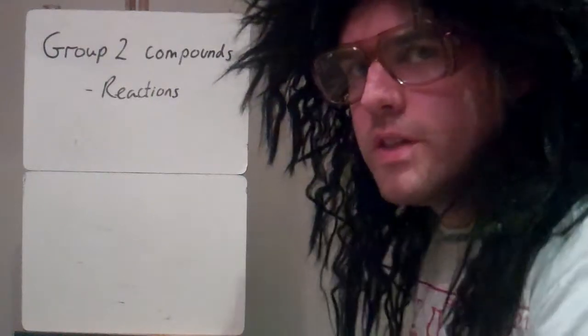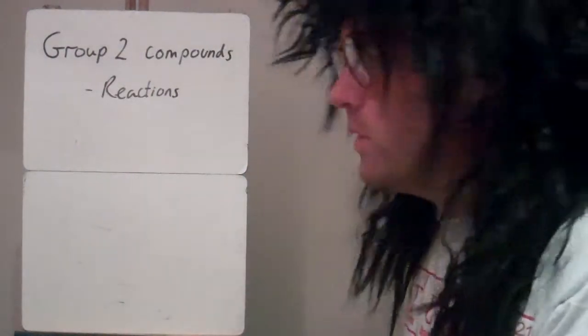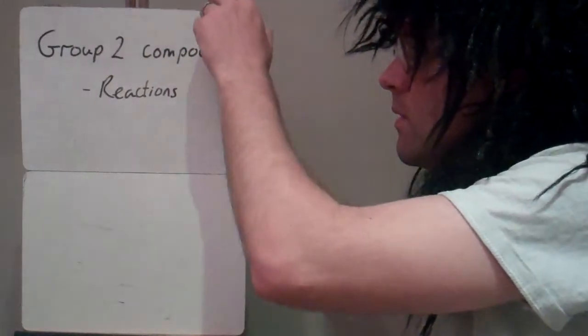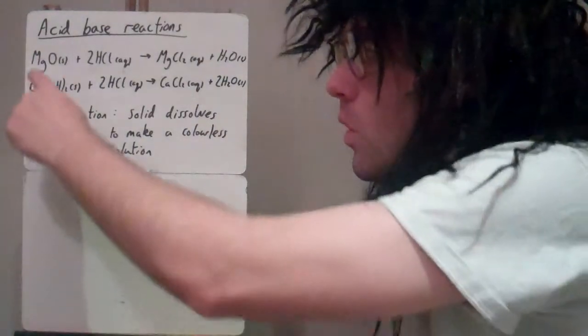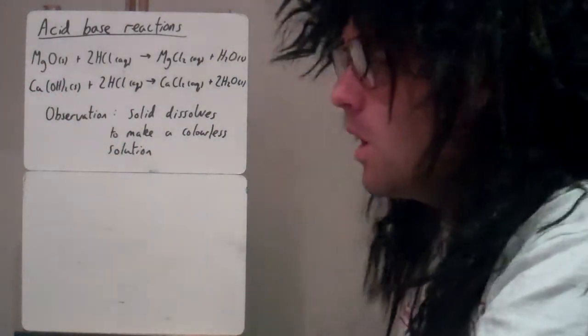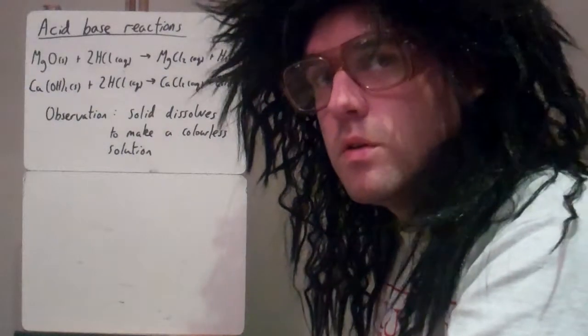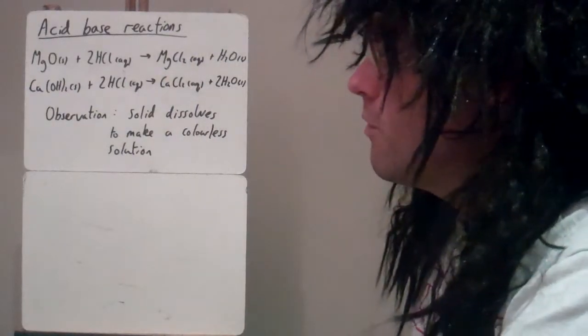Okay, so this video looks at the reactions of group 2 compounds. Group 2 compounds, two of those would include group 2 oxides and group 2 hydroxides. Both of these are bases because they can accept an H plus from an acid.